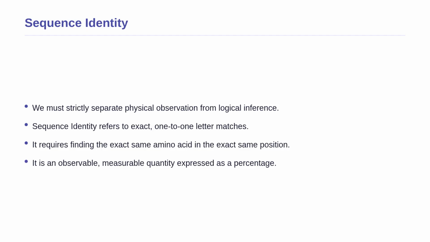Now that we understand the purpose of comparing sequences, we must strictly separate what we can physically observe from what we logically infer. First, we have sequence identity. This refers simply to the exact one-to-one matches between two aligned sequences. It is like finding the exact same letter in the exact same position across two different texts. Because we can count these matches directly, sequence identity is a strictly observable, measurable quantity that we always express as a percentage.